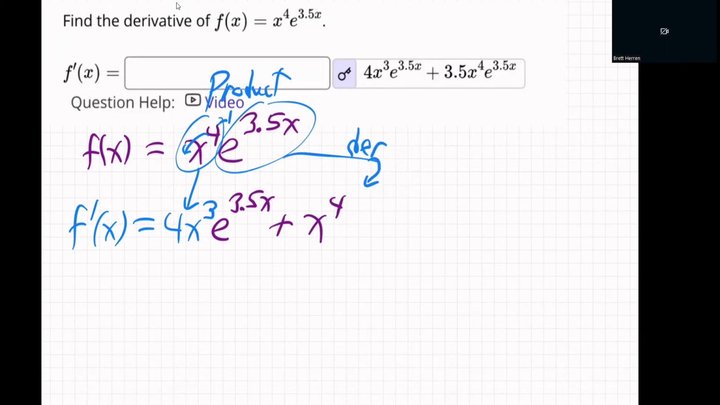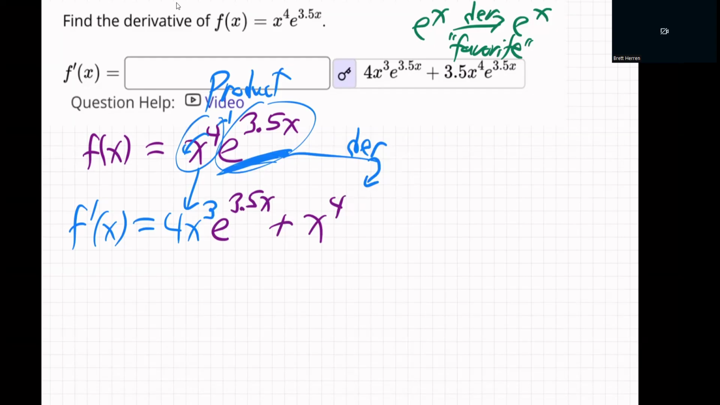Okay, so what's the derivative of the second one? Well, remember, e to any power, the derivative of e to the x is itself. I always call him our favorite. He's our favorite derivative because he does nothing.